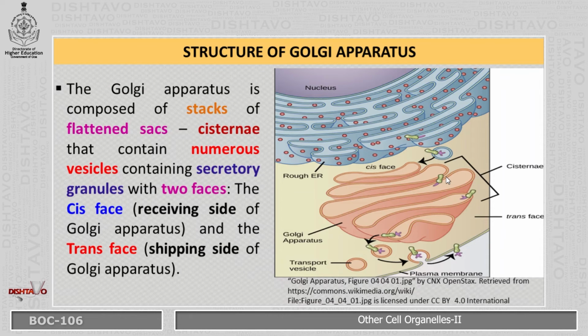Golgi apparatus is composed of stacks of flattened sacs. Now, if you see the structure, these are the flattened sacs and are called cisternae. They are arranged parallel to each other, and it contains numerous vesicles containing secretory granules with two phases. That is the cis phase. Here, the cis phase is called the receiving side of the Golgi apparatus, and the trans phase. This is the trans phase. It is called the shipping side of Golgi apparatus.